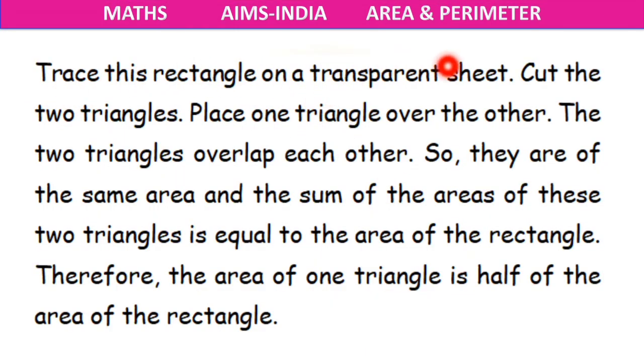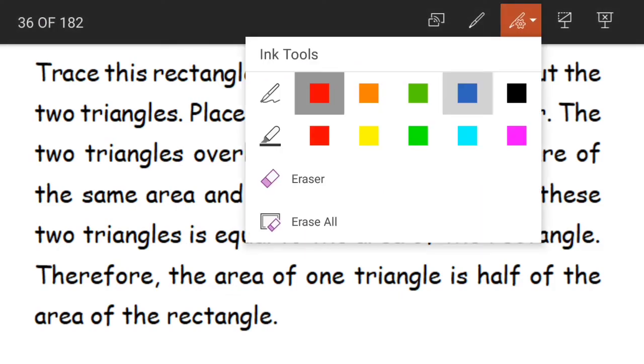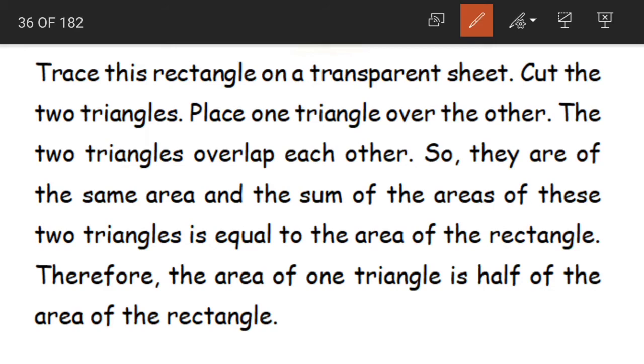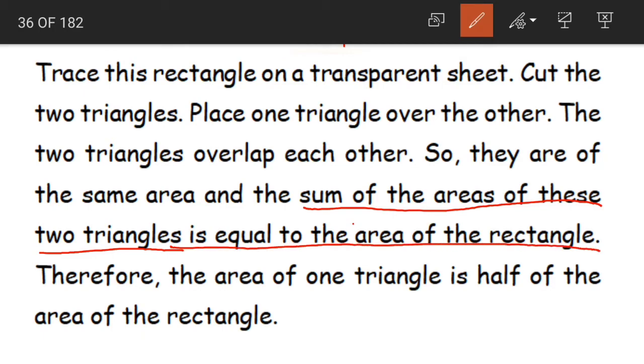See, trace this triangle on a transparent sheet. Cut the two triangles. Place one triangle over the other. The two triangles overlap each other. So they are of the same area, and the sum of the areas of these two triangles is the important point here. From this activity, what we can conclude is that the sum of the areas of these two triangles is equal to the area of the rectangle. Therefore, the area of one triangle is half of the area of the rectangle.